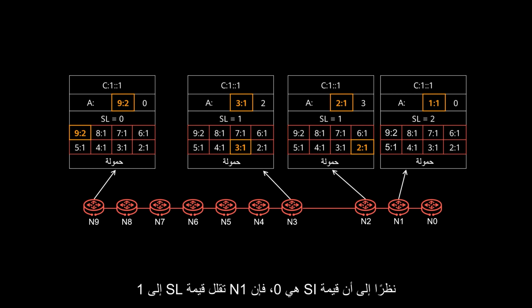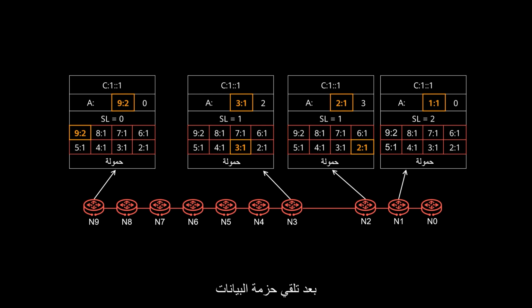Because the SI value is 0 now, node 1 decrements the SL value to 1 and sets the SI value to 3, and locates the next CSID 2:1. And then node 1 updates the DA to a:2:1:3 and forwards the packets based on the updated DA to the next hop, node 2.